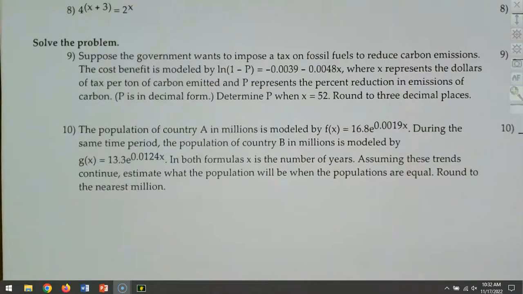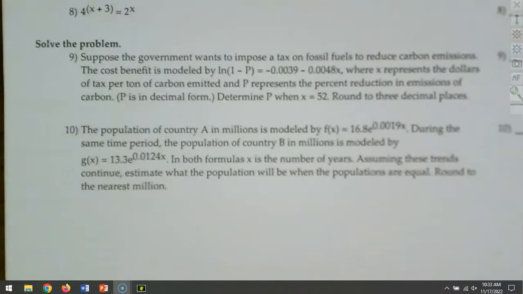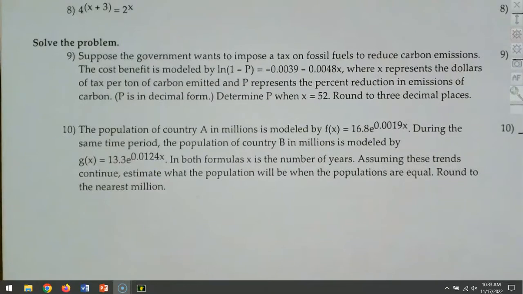Suppose the government wants to impose a tax on fossil fuels to reduce the carbon emissions. The cost benefit is modeled by this: the natural log of 1 minus p equals negative 0.0039 minus 0.0048x, where x represents the dollars of tax per ton of carbon, and P represents the percent reduction in emissions of the carbon. Determine P when x is 52, and round to 3 decimal places.